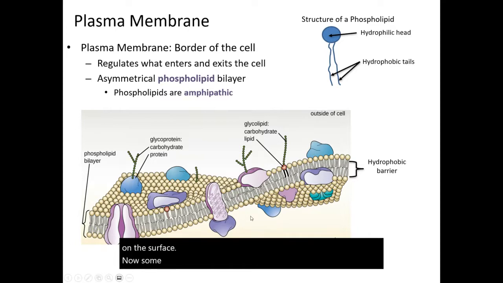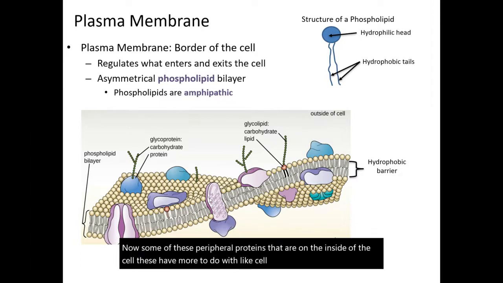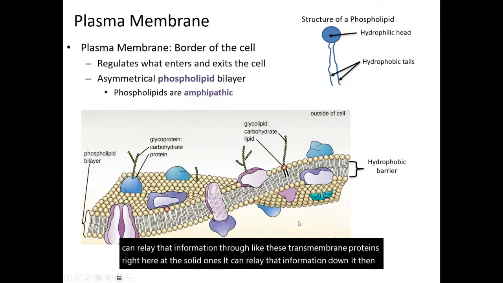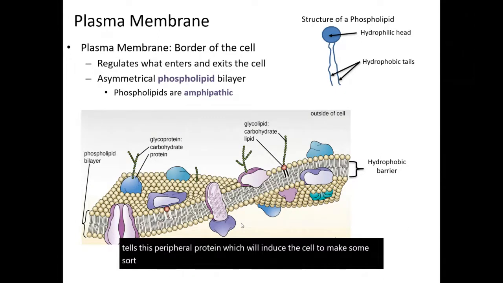Now, some of these peripheral proteins on the inside of the cell have more to do with cell communication. When the outside of the cell detects something stressful in the environment, it can relay that information through these transmembrane proteins right here, the solid ones. It can relay that information down. It then tells this peripheral protein, which will induce the cell to make some sort of change to try and survive whatever that stressor may be.